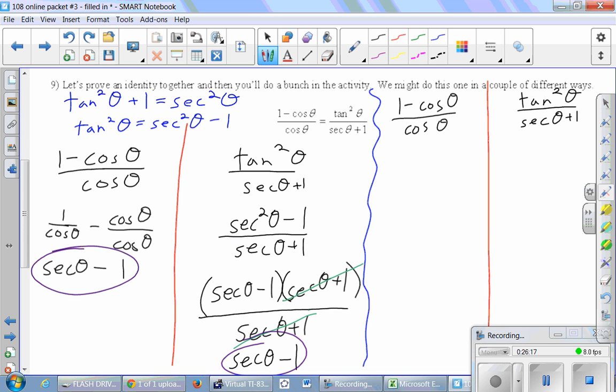Okay, so the left-hand side is already only sines and cosines, so the right-hand side requires work. So tangent we know is sine over cosine. So this tan squared is really sine over cosine, the whole thing squared, divided by... Secant is really 1 over cosine. And then there's a plus 1.